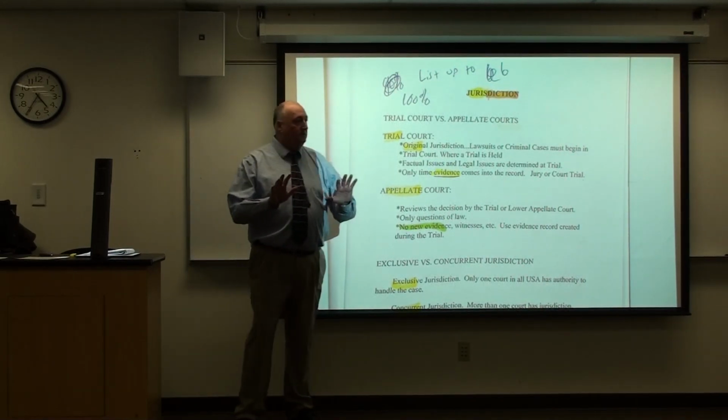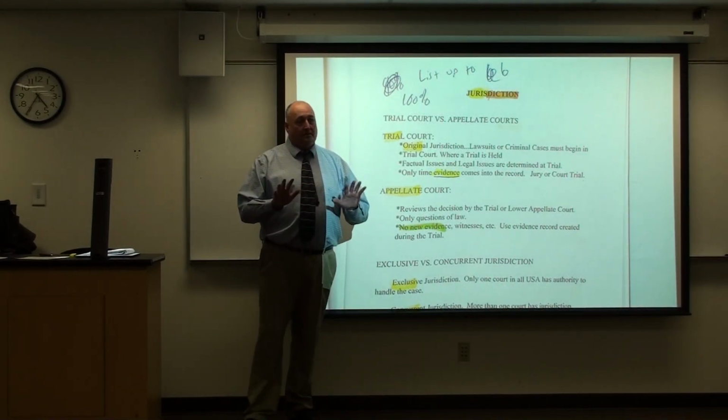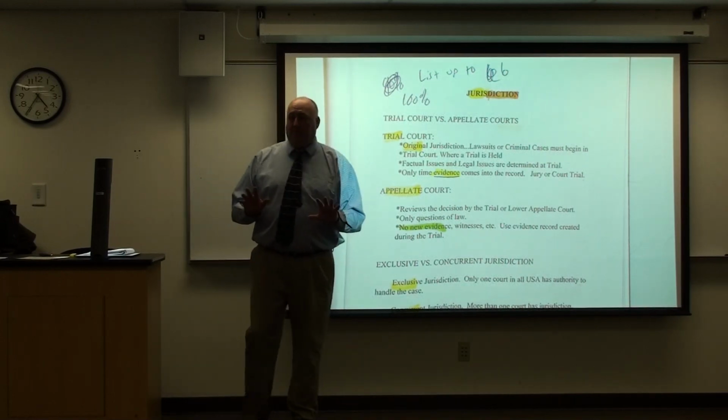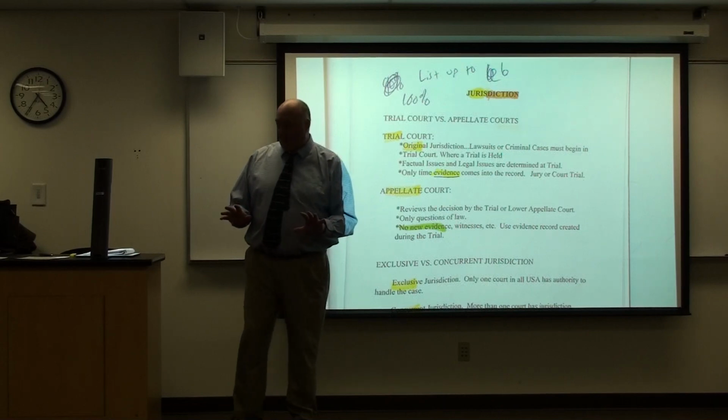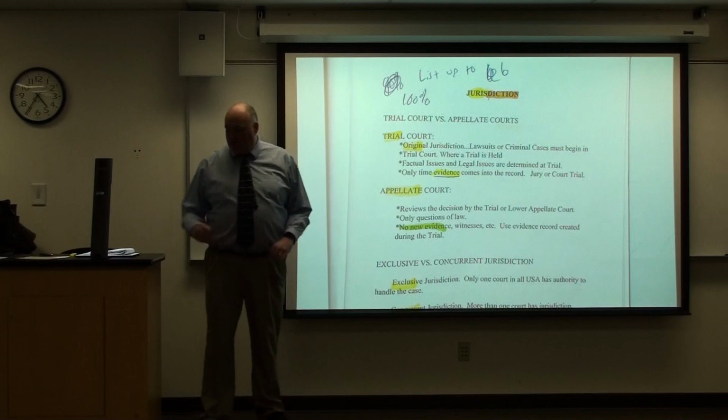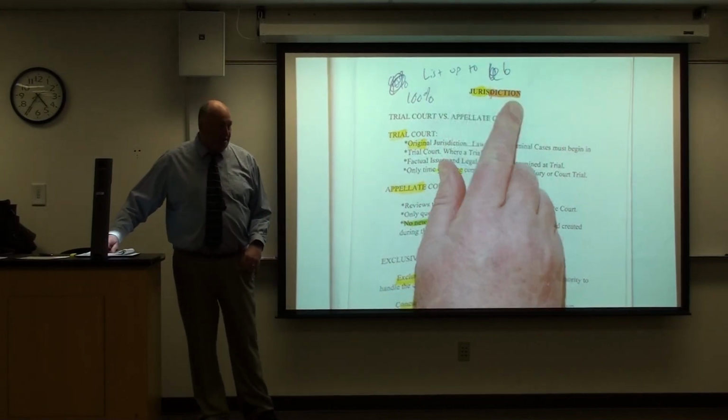There are 10 types of jurisdiction that we're going to talk about. So out of those 10, I want you to be able to list up to 6 of them. And we'll go through them all so you know what they mean. So first of all, just in general, what do we mean by jurisdiction?